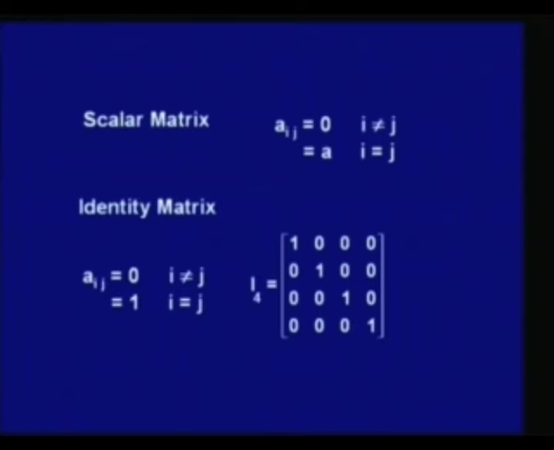The identity matrix is also a special form of a scalar matrix where this a happens to be 1. So, we define an identity matrix having Aij is 0 whenever i is not j, but it becomes 1 when i is equal to j. So, I4, that is an identity matrix denoted by I, and 4 represents its order. So, I4 is an identity matrix of order 4. It has 1 as the diagonal elements and all other elements are 0. So, this is an identity matrix.